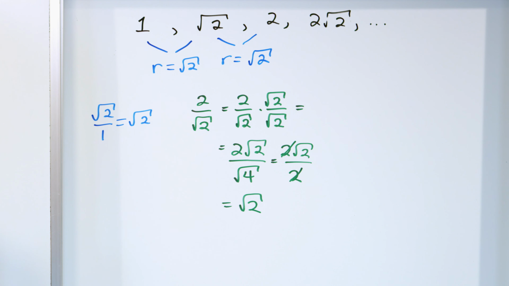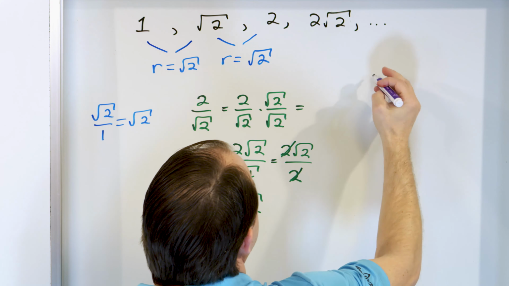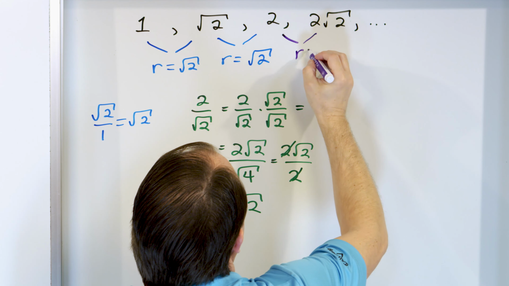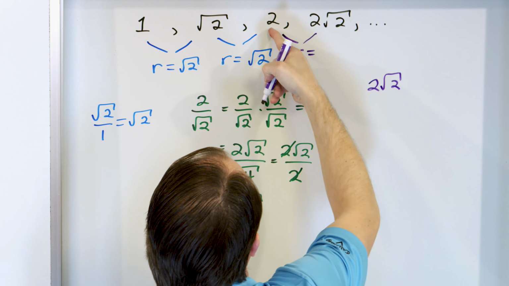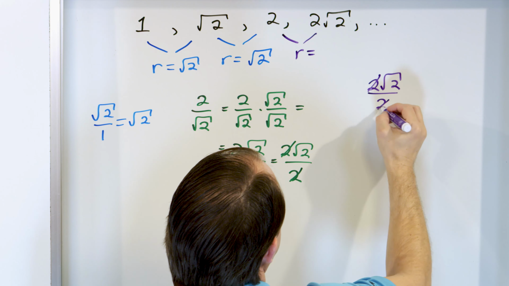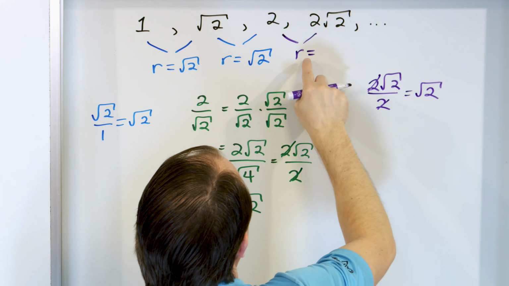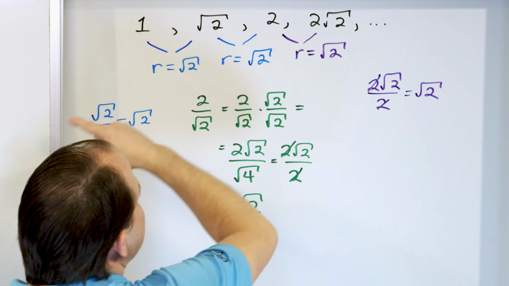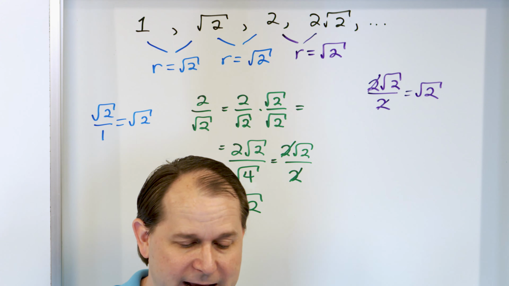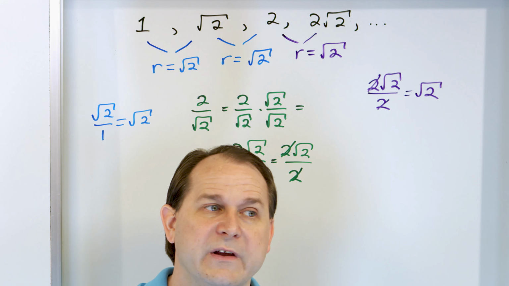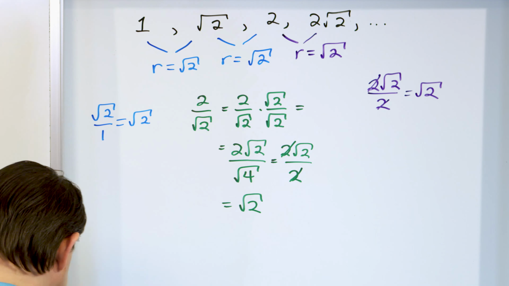So far we're pretty good. Let's check the third one just to make sure. This guy better have the same ratio. So we're going to check it. 2 times the square root of 2 divided by 2. Obviously these cancel, you get square root of 2. So the common ratio here is again square root of 2. So even though it doesn't look like it in the beginning, it has exactly the same common ratio. So it is a geometric sequence.